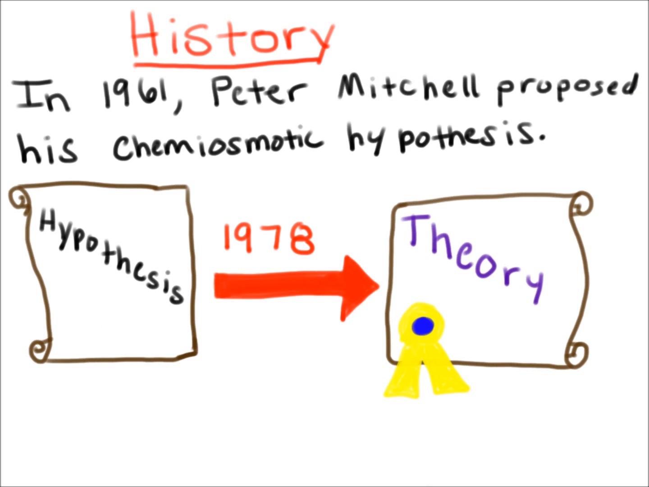In 1961, Peter Mitchell proposed his chemiosmotic hypothesis. His hypothesis suggested that ATP was created via an electrochemical gradient in the inner membrane of mitochondria and chloroplast. Enough evidence has been compiled that his hypothesis is now considered a theory, and in 1978, Mitchell was awarded the Nobel Prize in Chemistry.